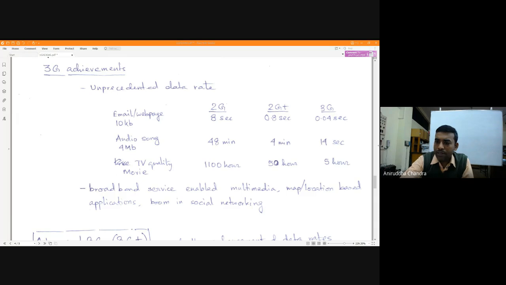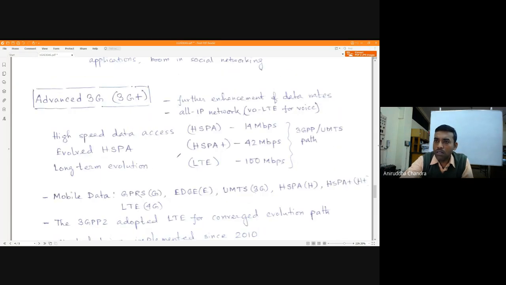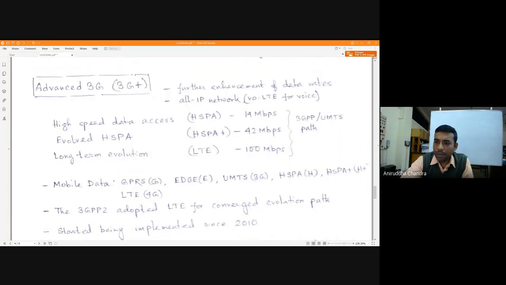Okay, so after discussing 3G, let's go towards 3G plus. So 3G plus was something like an advancement of 3G.